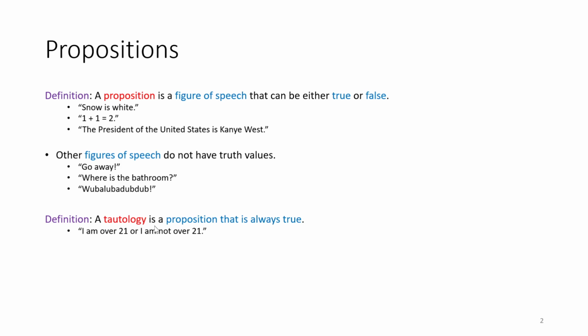Tautologies themselves, other than special interesting ones like maybe mathematical ones, tend to be mostly boring statements like this: I am over 21 or I am not over 21. Now, tautologies might be a little bit boring, but they play an interesting or privileged role in math and logic.